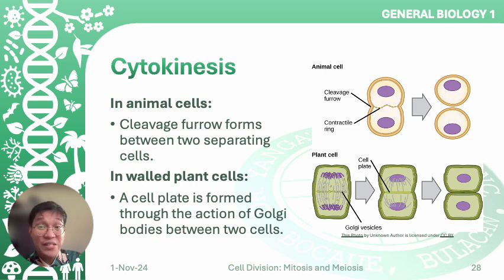But in plant cells that have cell walls, hindi mo makikita yung cleavage furrow. Instead, what you will see is a cell plate. That cell plate will develop with the action of the Golgi bodies to form between two new cells. Kumbaga, may bago kang cell wall na galing sa action ng inyong Golgi bodies. So, yun lang naman pinagkaiba ng animal cells at plant cells. Basically, it's because also of their structural differences. Animal cells do not have a cell wall, while plant cells have it.